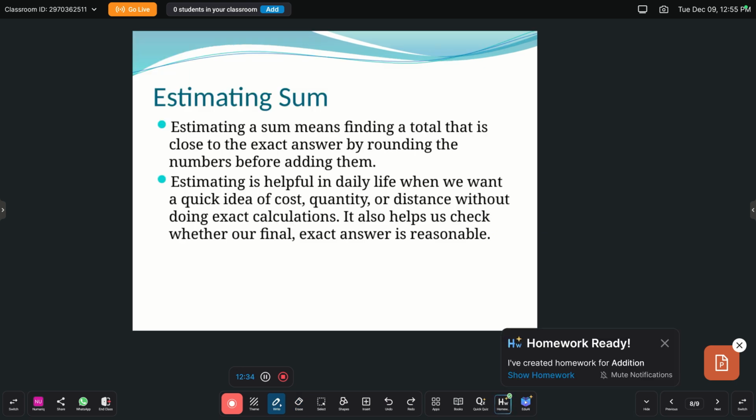So now we will move to the next question, that is estimating sum. Estimating sum means finding a total that is close to the exact answer by rounding the numbers before adding them. Okay.